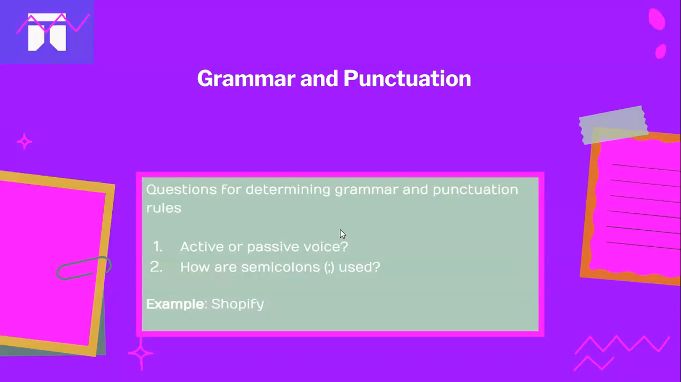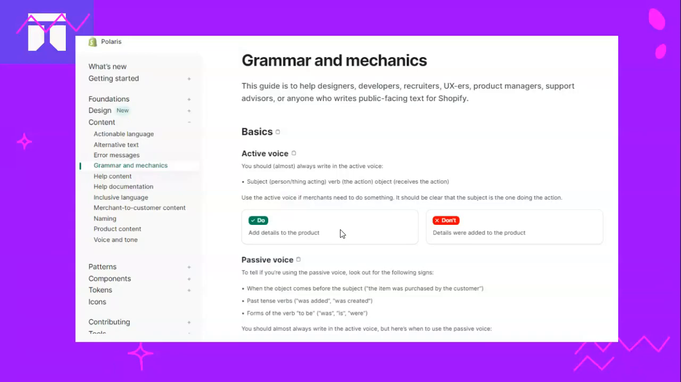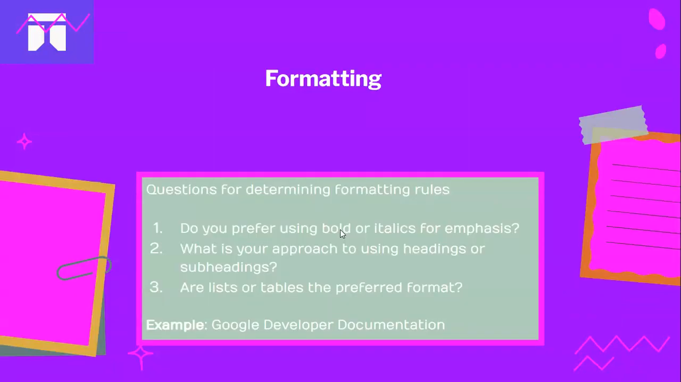So this is where you're going to define how you set your grammar and your punctuation for your document. A good example of this is Shopify, right? How they structured their brand, they said you're gonna do this, you're gonna do that for active or passive voice.